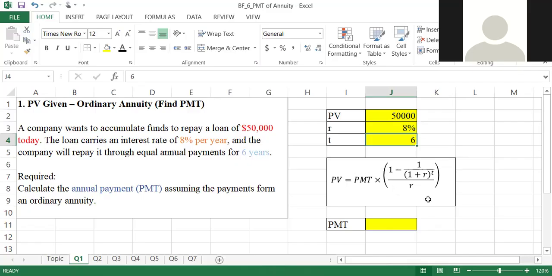50,000 divided by the annuity factor. What we find is that PMT is 10,815. If we invest 10,815 for the next 6 years at 8%, currently the present value of all those payments will be equal to 50,000.